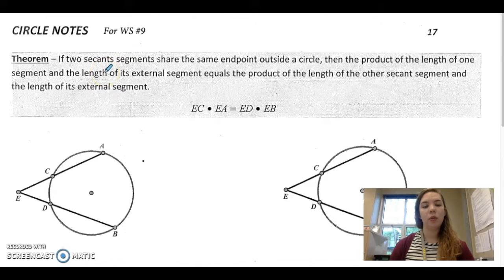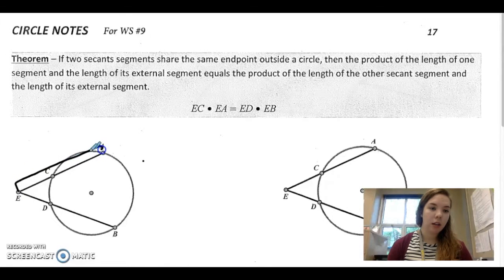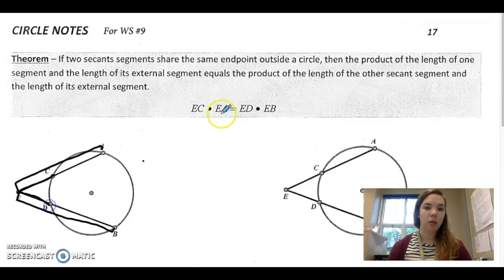All right, so now let's talk about two secants that meet outside a circle. So this is just a tiny bit different. If you have two secant segments that share the same endpoint, then the product of the length of one segment and the length of its external segment. So we're talking about the length of the whole thing times the length of just the piece on the outside, or here, EA times EC equals the whole length times just the piece on the outside. So here they have EB and ED. Okay.